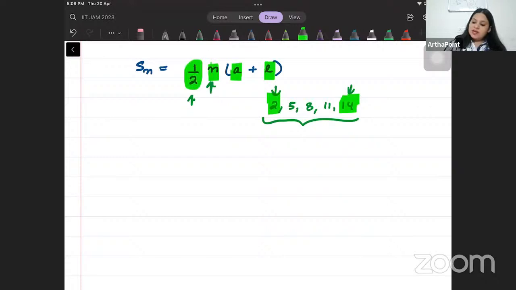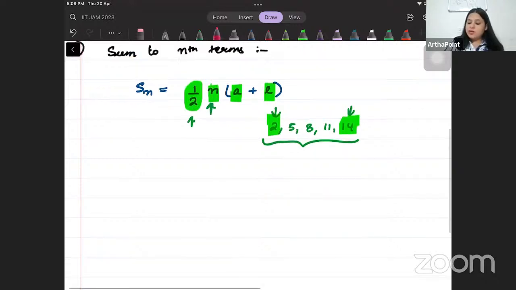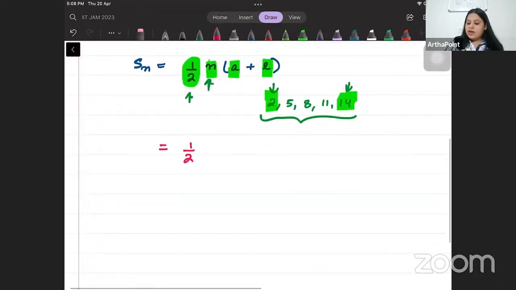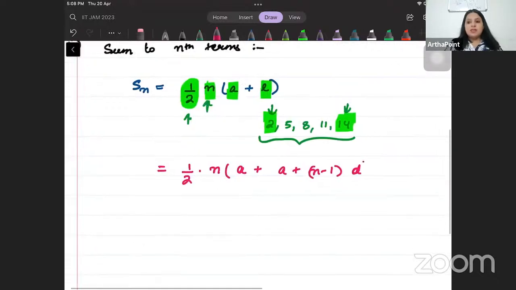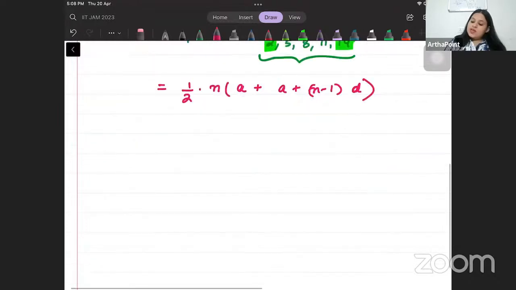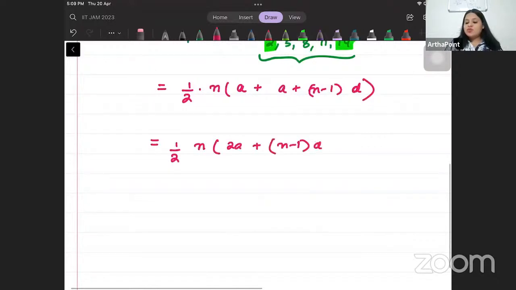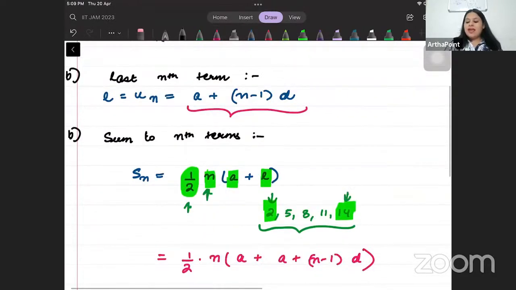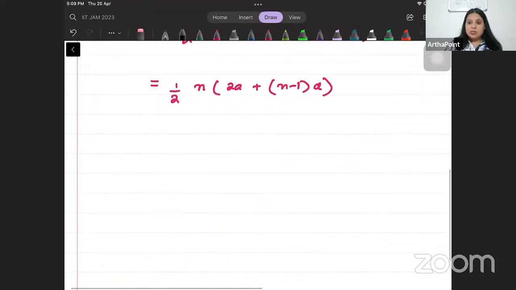So I can rewrite this thing because L की value I can pick up from here. So I can rewrite this thing as half n A plus n minus 1 D. L की जगह पे I've just written A plus n minus 1 D. So this can be written as half n 2A plus n minus 1 D. And this is going to be your sum of the n terms. This is part C. तो AP में ये 3 formulas जानना बहुत ही जरूरी है.